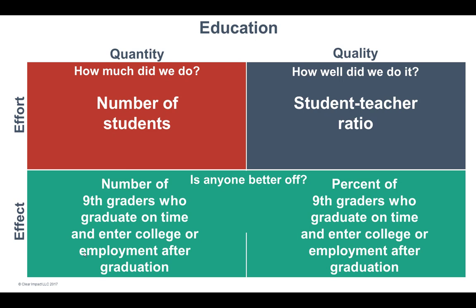Another example could be education. How much did we do? The number of students. How well did we do it? Student-teacher ratio. Is anyone better off? Number of ninth graders who graduate on time and enter college or employment after graduation, and then percent of ninth graders who graduate on time and enter college or employment after graduation.